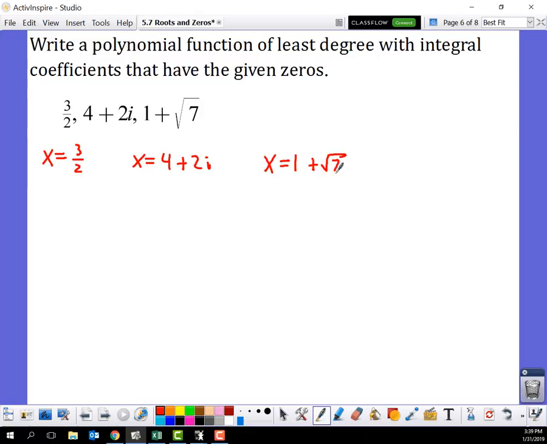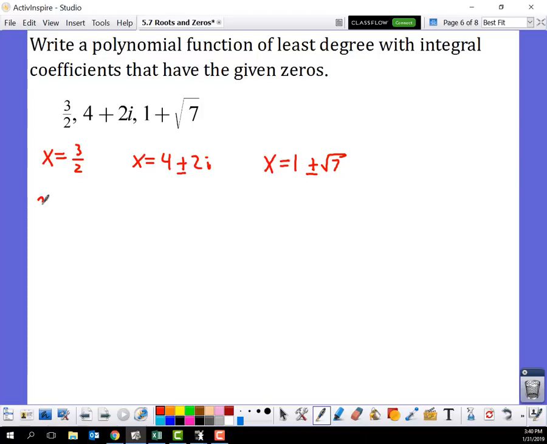Now remember, the complex root theorem tells us you're never going to have the positive without the negative also. And the irrational root theorem tells you the same thing. So then we're going to work backwards from each one of these zeros to find the factor that produced it. Now, on this first one, you could just subtract 3/2 on both sides, but remember that we want integral coefficients. We don't want any fractions.